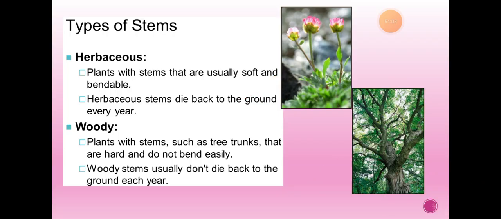Woody stems are plants with stems such as tree trunks that are hard and do not bend easily. It's totally opposite of the herbaceous stem. They're like tree trunks that are hard and do not bend easily. So this is a property of theirs: they do not bend easily. It takes a lot of effort to bend them. Got it? And woody stems don't usually die back to the ground.